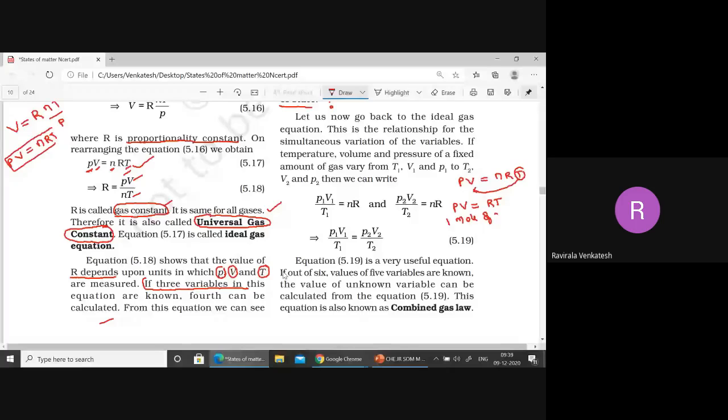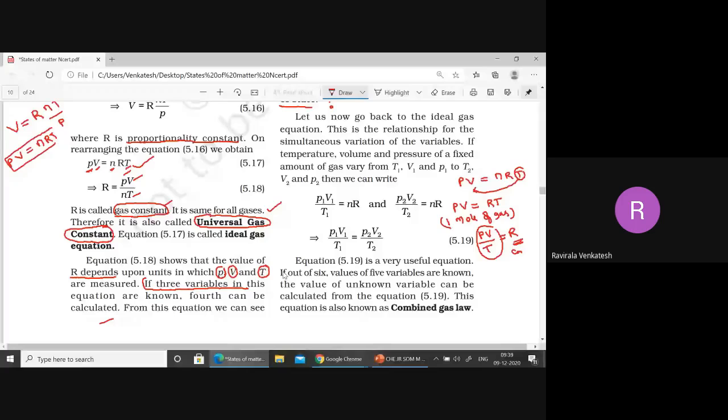Now move this variable T over here. What do we get? PV by T is equal to R. Now R is a constant value, the gas constant. Based upon this, what can we write here? P1 V1 by T1 is equal to P2 V2 by T2.